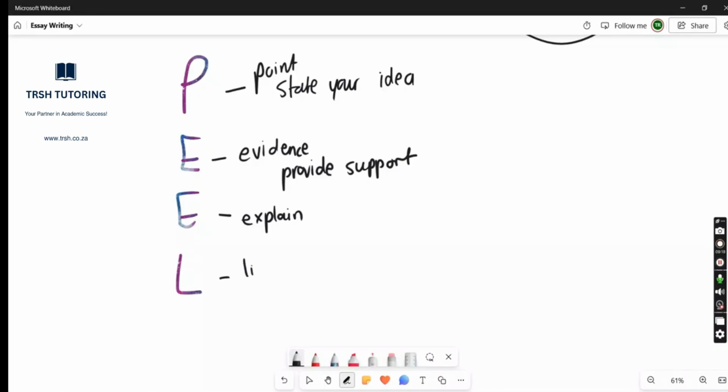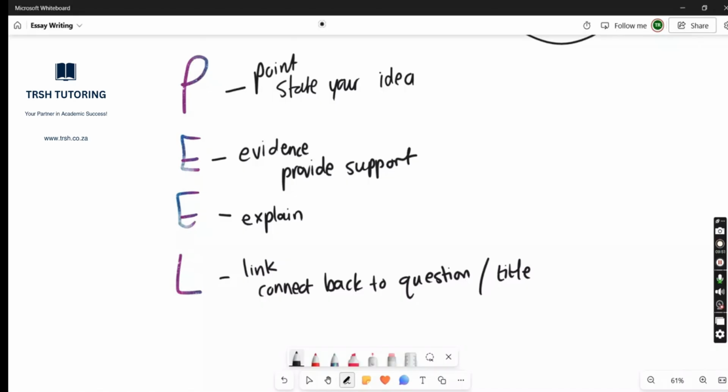And then link would be your L, meaning that you connect back to the question. So connect back to the title. We can say it to the question or to the title, either way, question or title. Okay, so sports, blah, blah, blah. We're talking about sports, okay? How to use the PEEL method. We can say sports improve learners' health because regular exercise strengthens muscles and improves fitness.